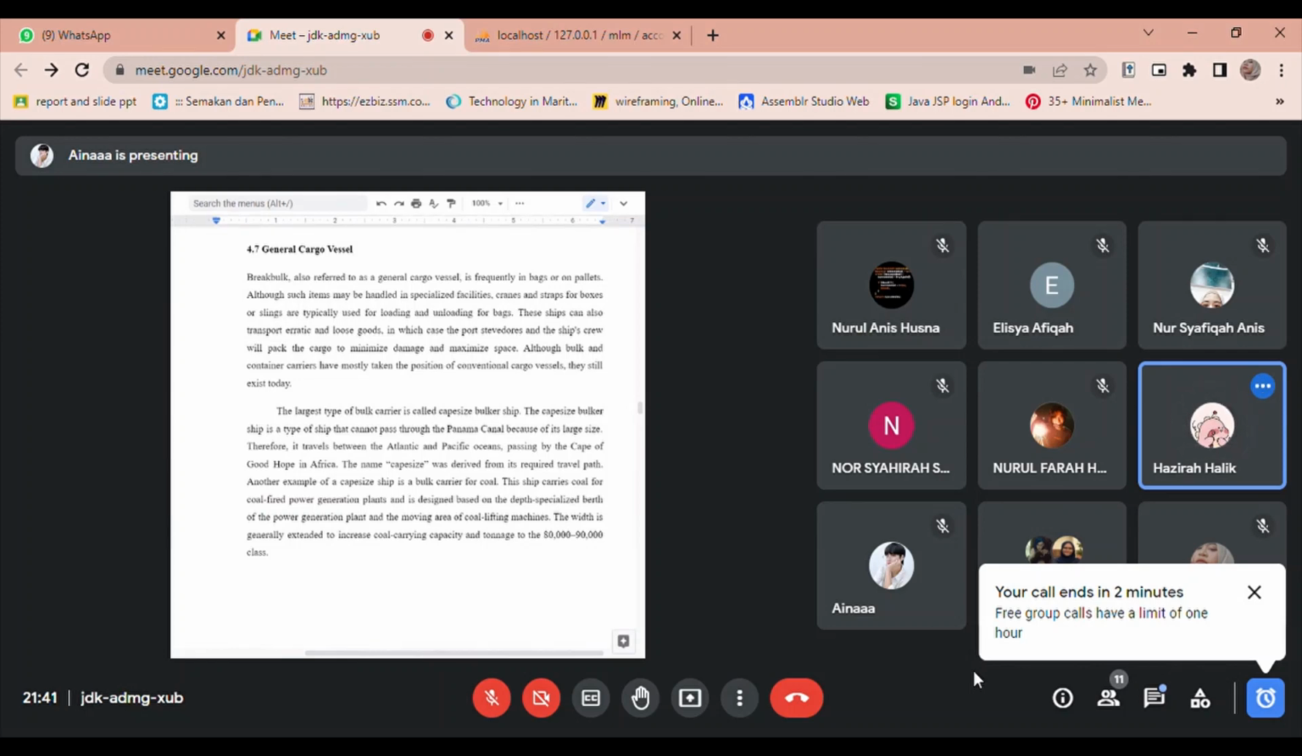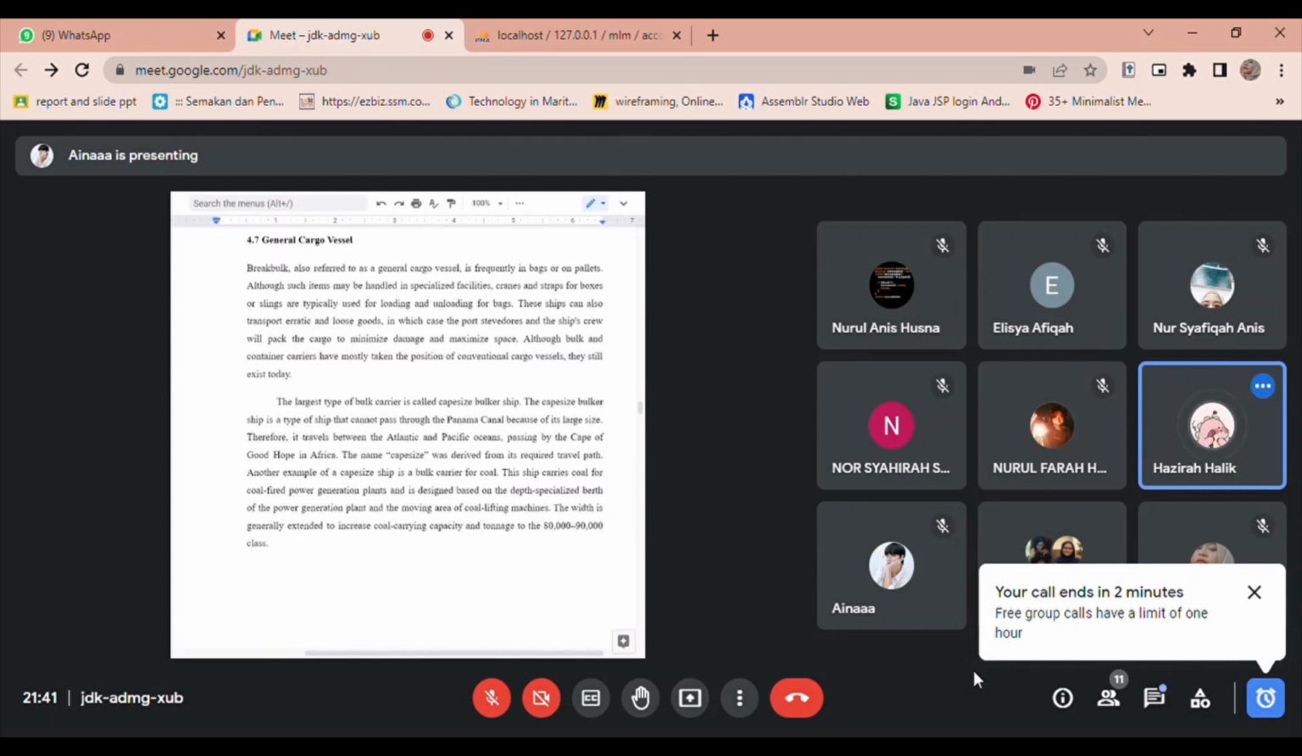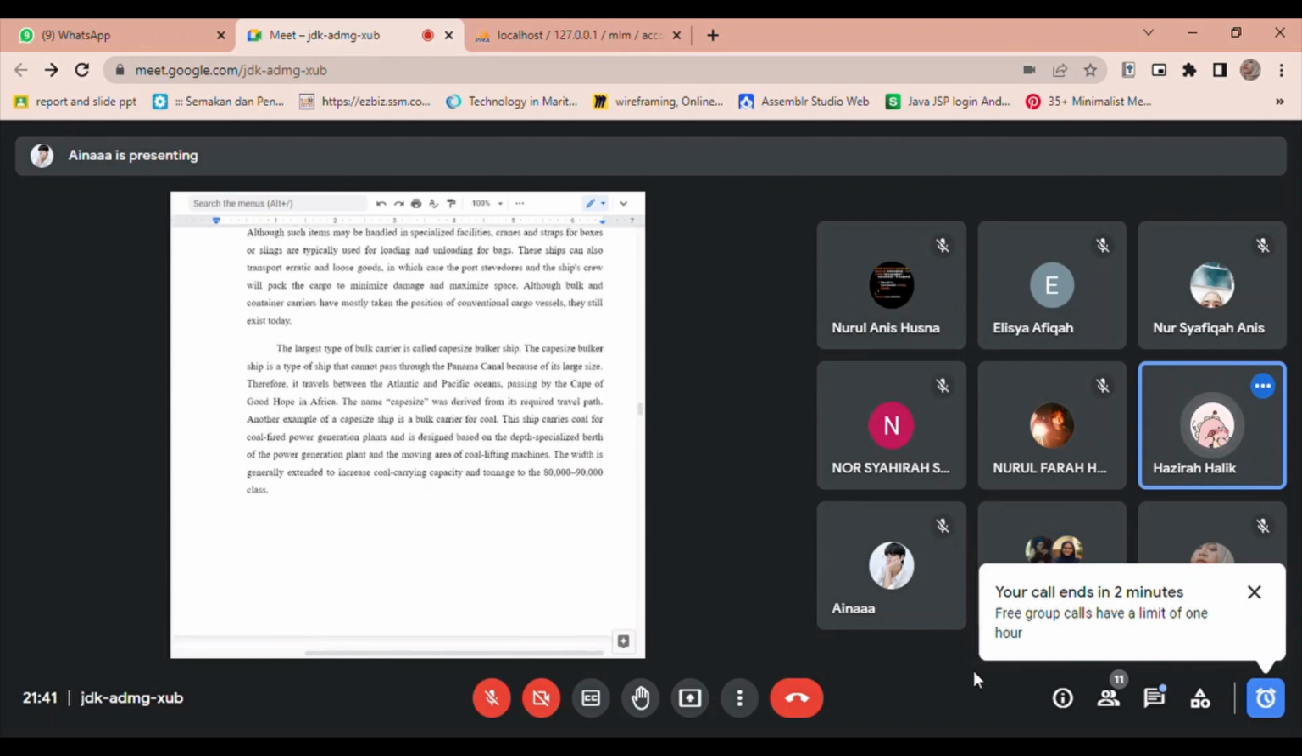Bulk and container carriers have mostly taken the position of conventional cargo vessels, though they still exist today. The largest type of bulk carrier is called the capesize bulker ship. It cannot pass through the Panama Canal because of its large size. Therefore, it travels between the Atlantic and Pacific Oceans, passing by the Cape of Good Hope in Africa. The name capesize was derived from its required travel path.